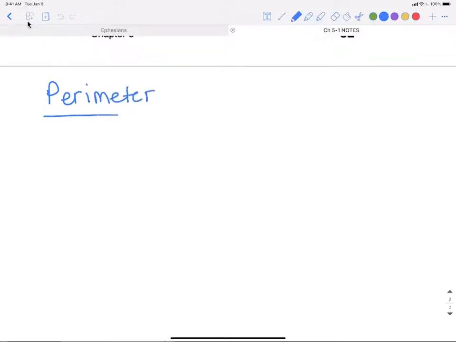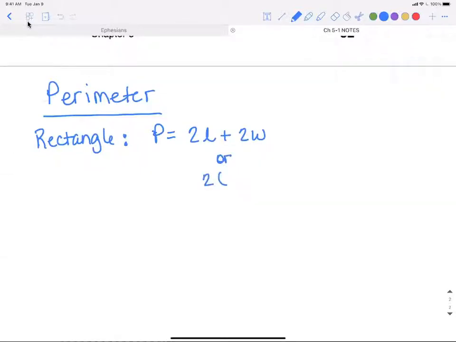You will need to write these formulas down in your notebook because you will have to have these to work all of these. All right, so perimeter of a rectangle is perimeter equals 2L plus 2W. Or you can look at it, there's two different ways to do it and you get the same answer: 2 times L plus W. I will probably use the top one, but both of them mean the same thing.